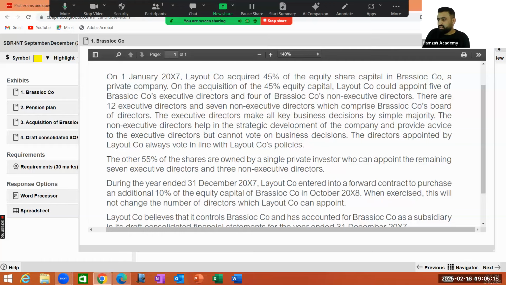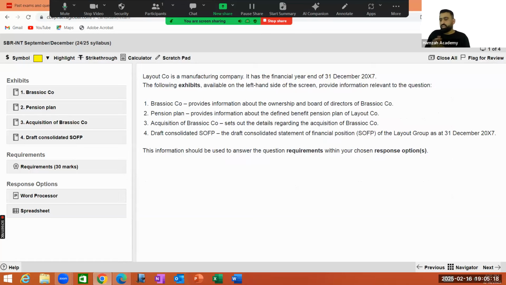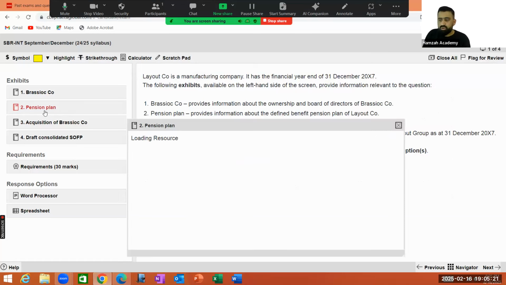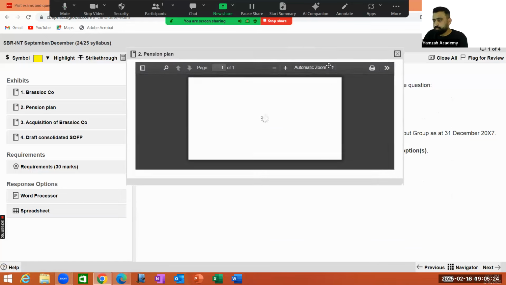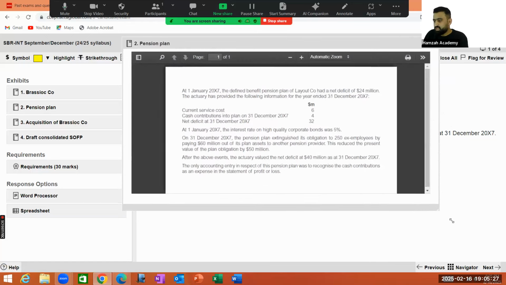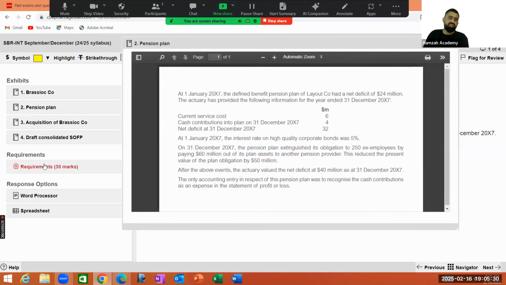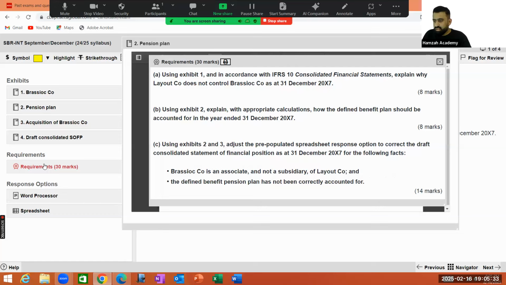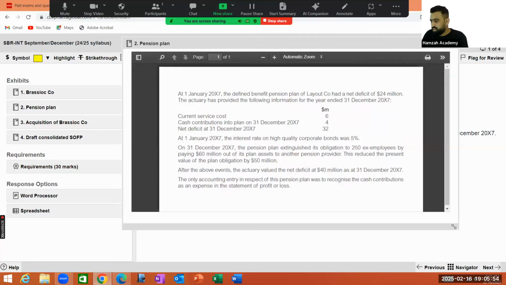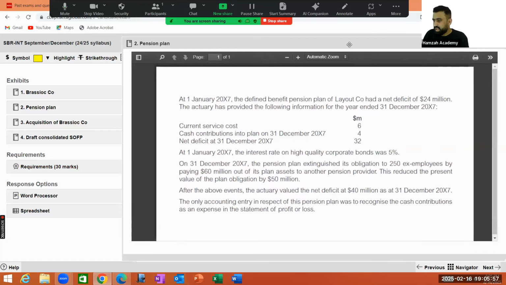Now, after completing exhibit 1 and its discussion, the second exhibit is about the pension plan. Let's first of all read the requirement. That requirement is: using exhibit 2 with appropriate calculation, how should the defined benefit plan be accounted for at the year ended 31st December 20X7. And here you have the exhibit.